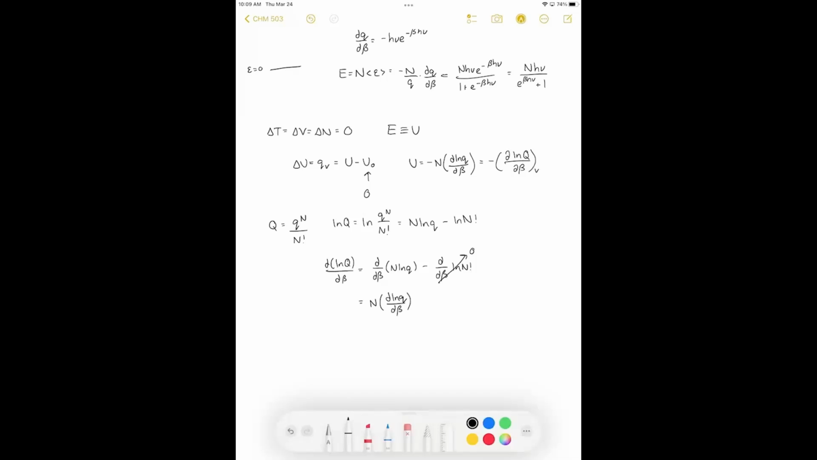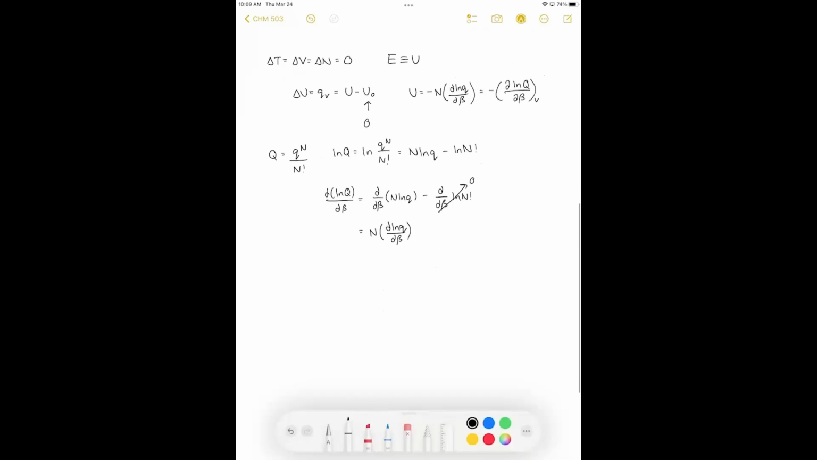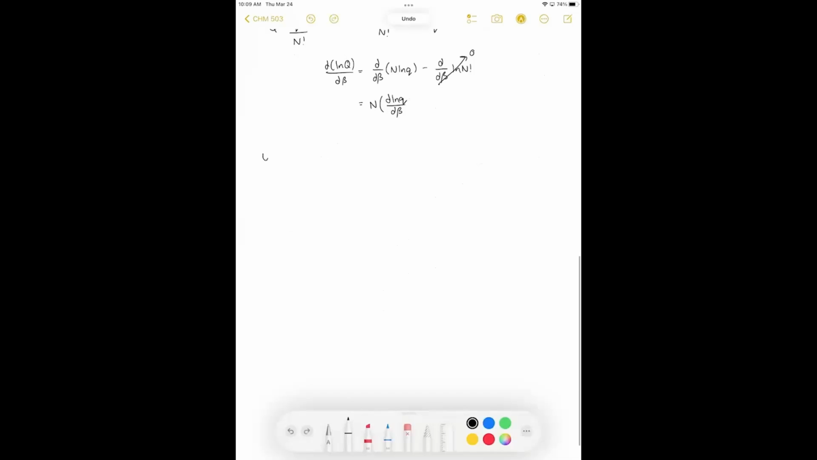Now, what is the internal energy of a system of a molecule? From the above equations, we can see that the internal energy is simply equal to negative n, where n is the number of particles, again, times the derivative of the natural log of q with respect to beta. We can substitute in what the molecular partition function q is, right? The molecular partition function is simply the product of the translational, rotational, vibrational, and electronic partition functions.